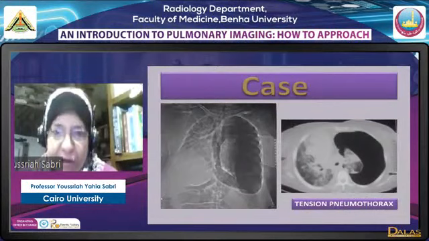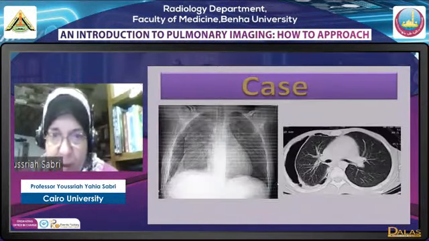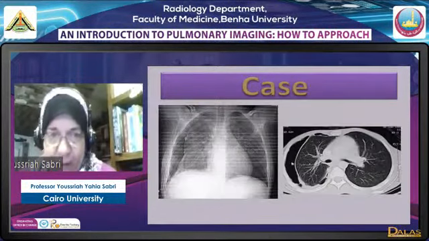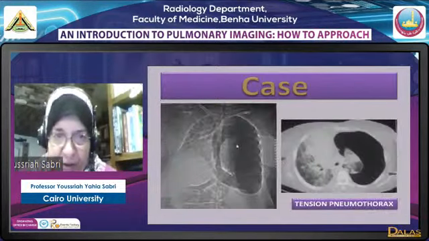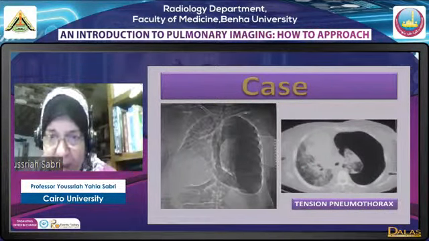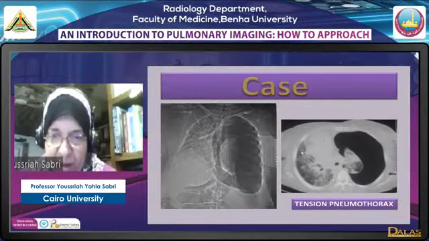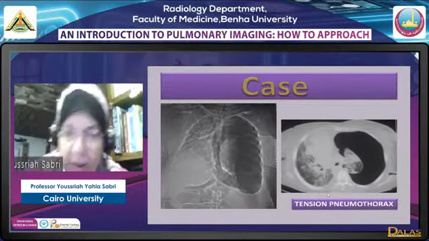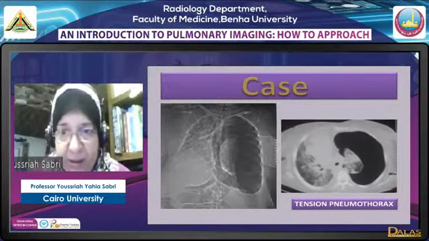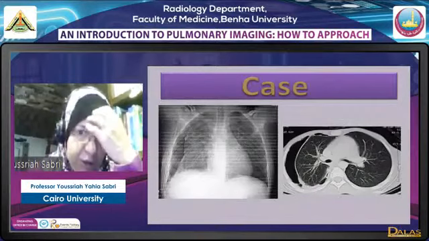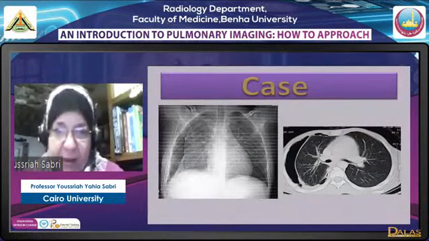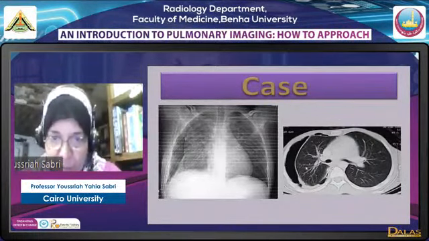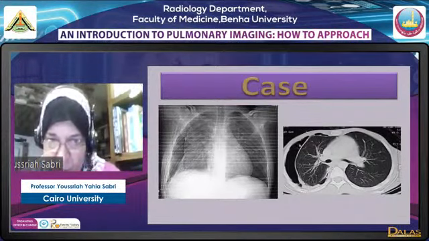Here we have a tension pneumothorax. Now tension pneumothorax here has caused marked collapse, marked contralateral mediastinal shift, and congestion of the other lung. So as I said, it's a fatal condition. It should be managed immediately. What we have here is a loculated pneumothorax, multiloculated pneumothorax, as you can see.